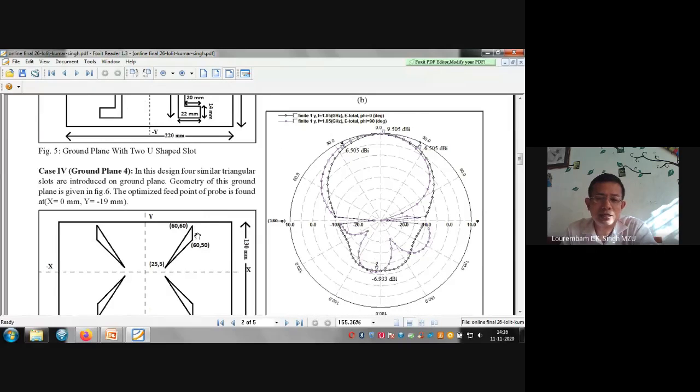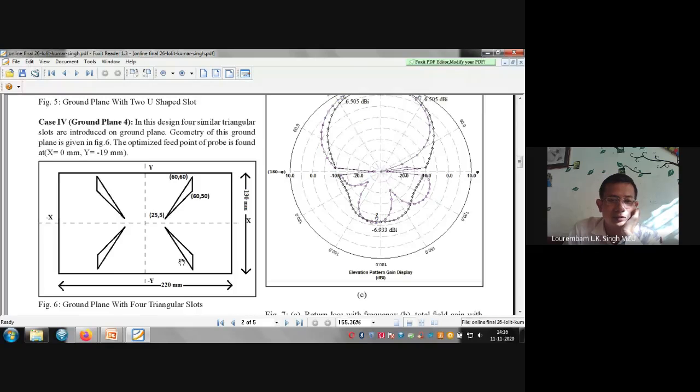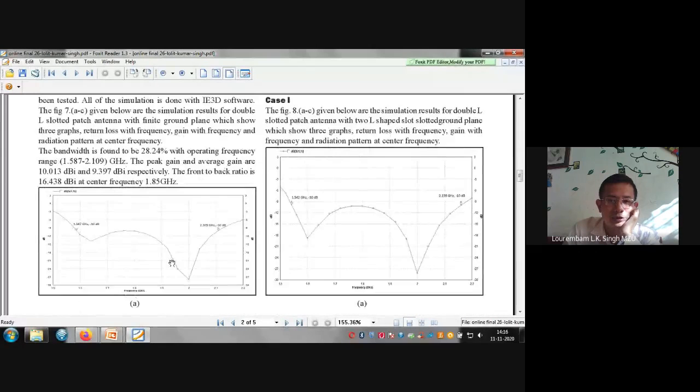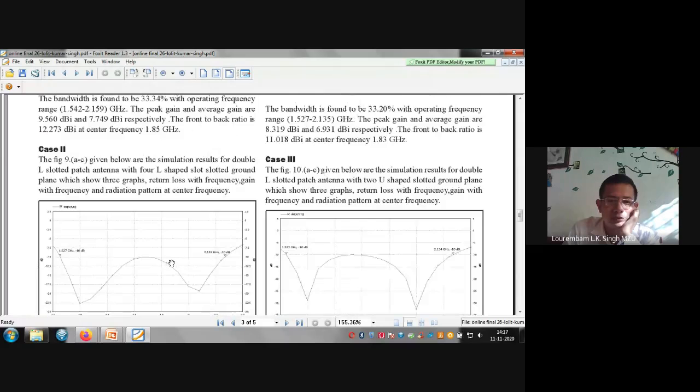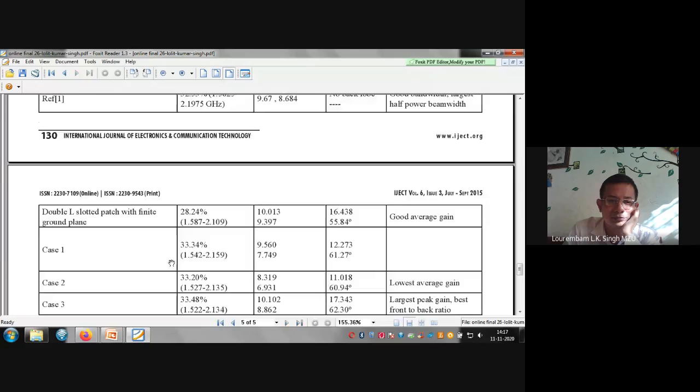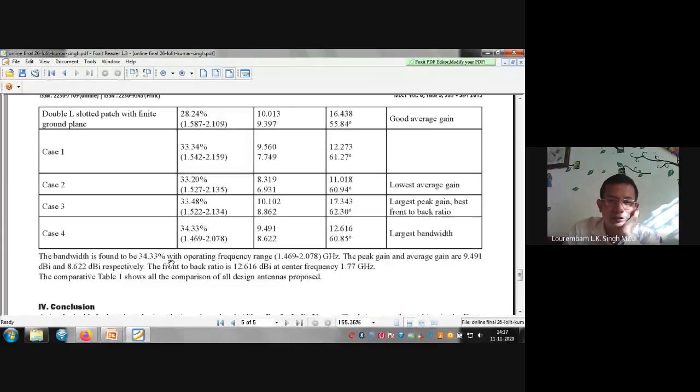Earlier it was a proper triangle shape, but now the angle becomes more than 90 degrees. We tried these kinds of structures, and then we did the analysis for this one. Then I'll just come down to the result: in the conventional one it was 28.24.